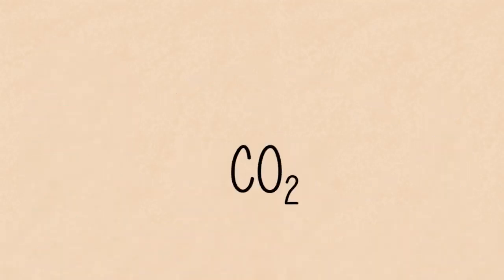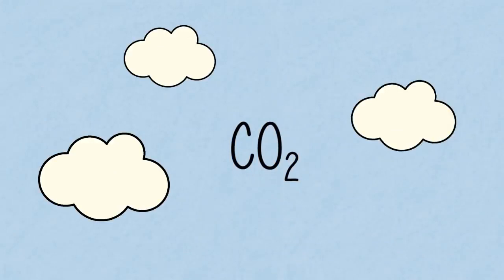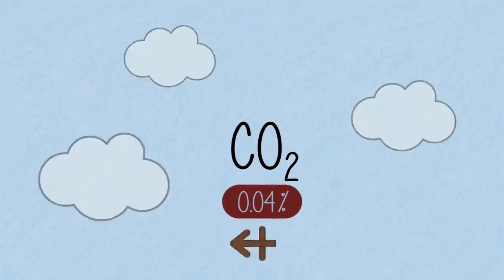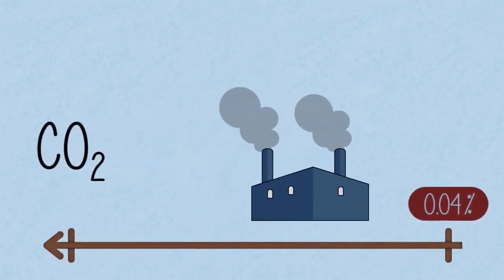So let's start with the gas carbon dioxide. Do you know how much there is of it in the air? Well, the air contains nearly 0.04% carbon dioxide. But hundreds of years ago, before we started using fossil fuels, it was only 0.28%.